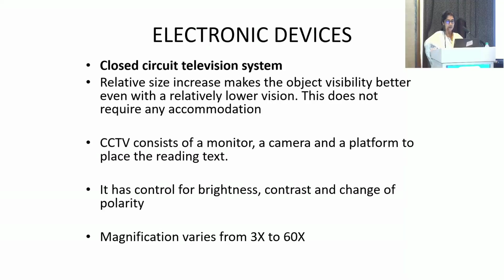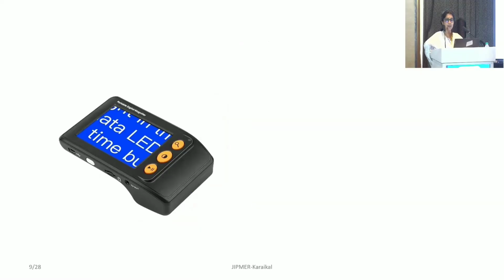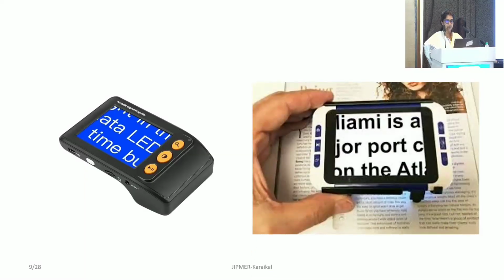Now, coming to electronic devices, there is something like a CCTV. You just put the reading material underneath it, and it enlarges the font and gives it to the person, who is now able to read it. There are also certain portable electronic or digital magnifying devices. You just move it across, something like a stand magnifier, and it enlarges and shows. We can adjust the size of magnification we require on it as well.